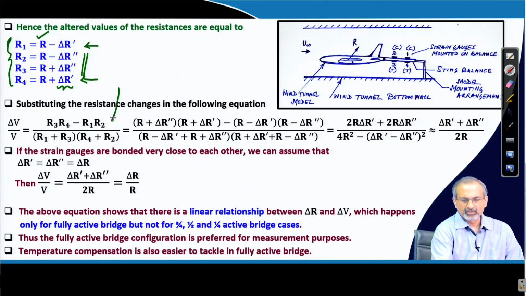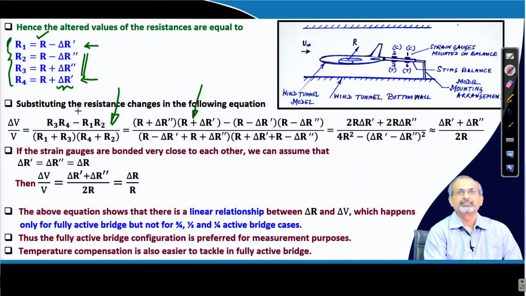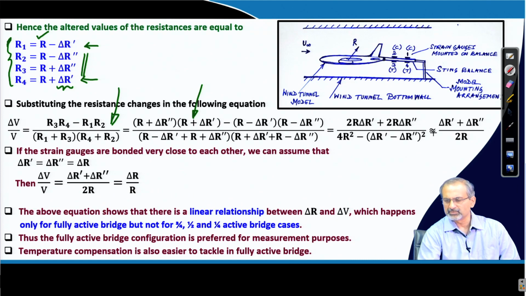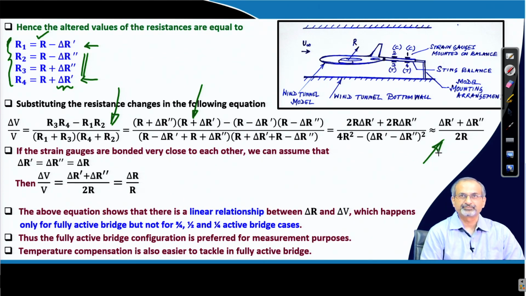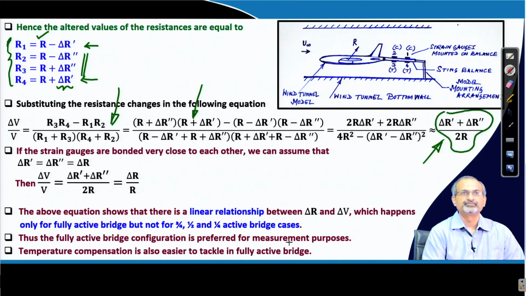Once you come back to that formula for delta V by V, you now have to substitute the altered resistances for the respective terms. Once you do that and make some simplifications by neglecting the higher order terms, you come to an expression like this. So, delta V by V is nearly equal to this expression.